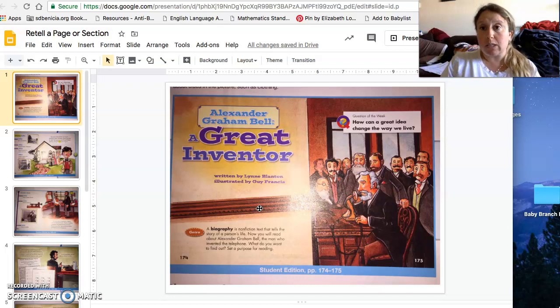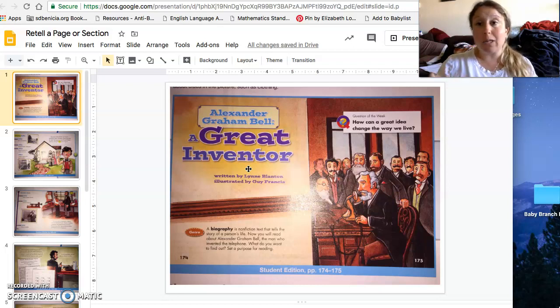Now, our purpose of this study is perhaps to learn more about Alexander Graham Bell's life. Perhaps we want to learn more about his most famous invention. Perhaps we want to learn about his family. We can identify many different purposes for this. They also give us a question over here. It says, how can a great idea change the way we live? So I wanted to include this first part of it.